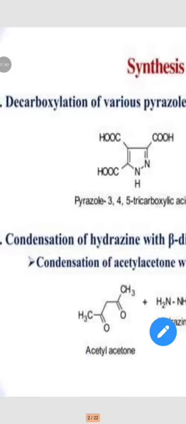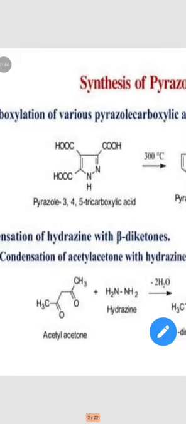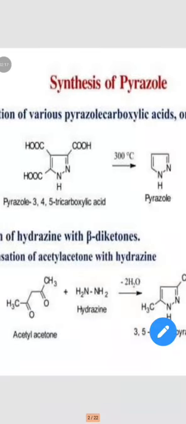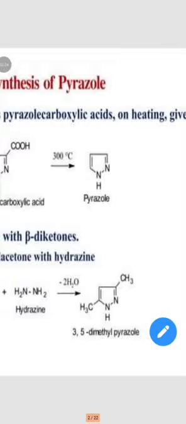The second method is condensation of hydrazine with beta diketones. An example of a beta diketone is acetyl acetone. Acetyl acetone is heated with hydrazine NH2 to form a derivative of pyrazole, 3,5-dimethyl pyrazole.